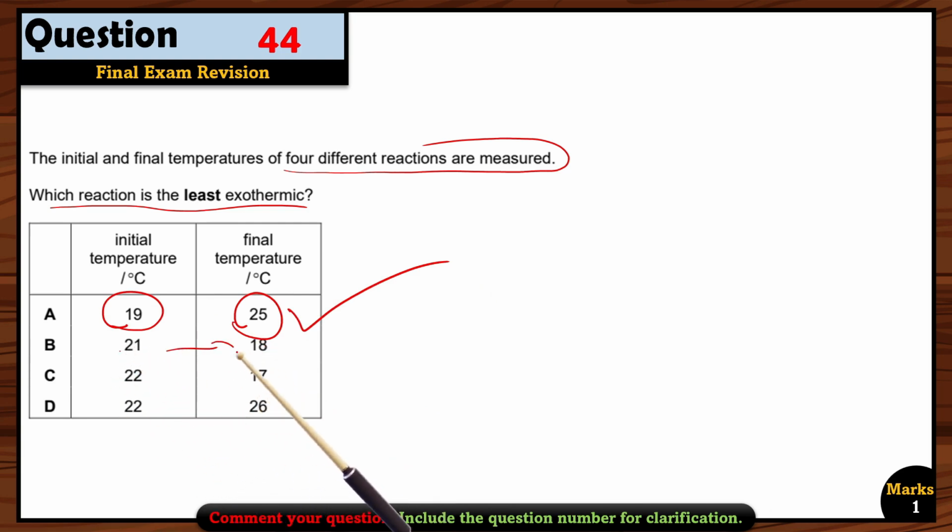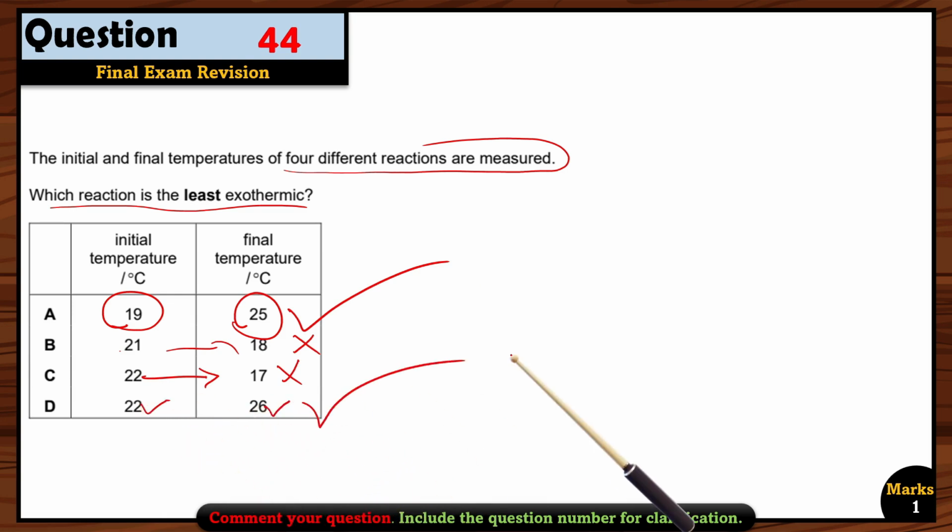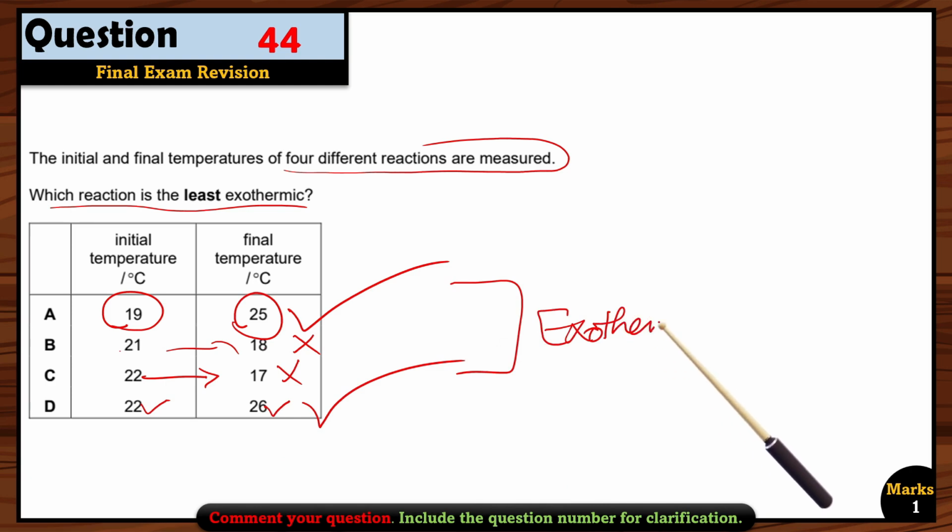21, 18, it is reduced. This one is not exothermic. 22 was the starting and the final is 17, not exothermic. 22 was the starting one and the final is 26. It means it has increased, right? The surrounding temperature has increased. So these two are actually exothermic. So now you have to decide which one is the least. Now you have to calculate the difference. The one which has the smaller difference is the least exothermic.